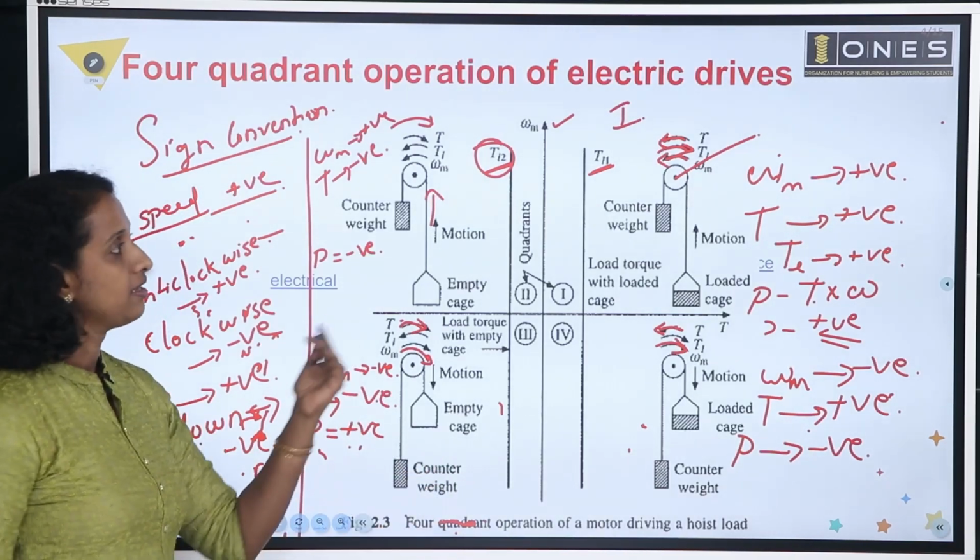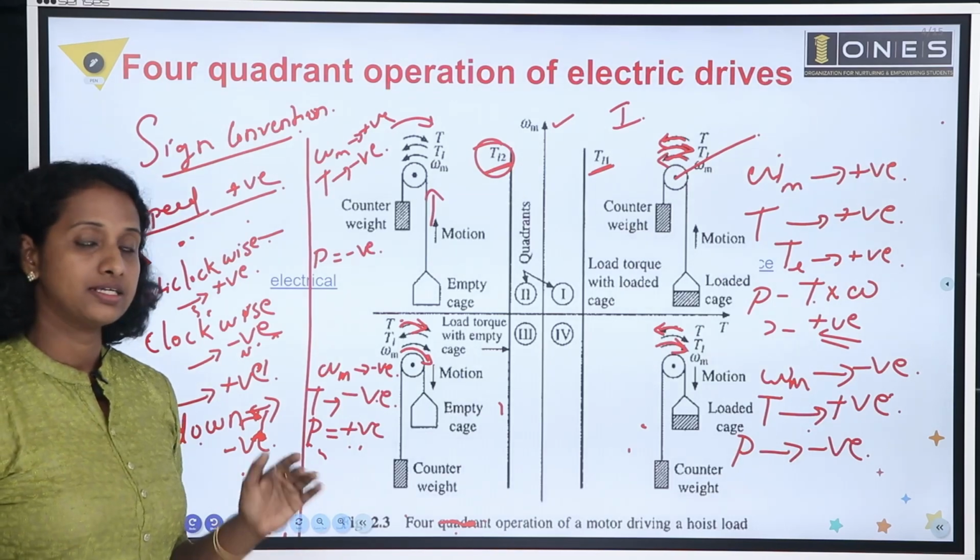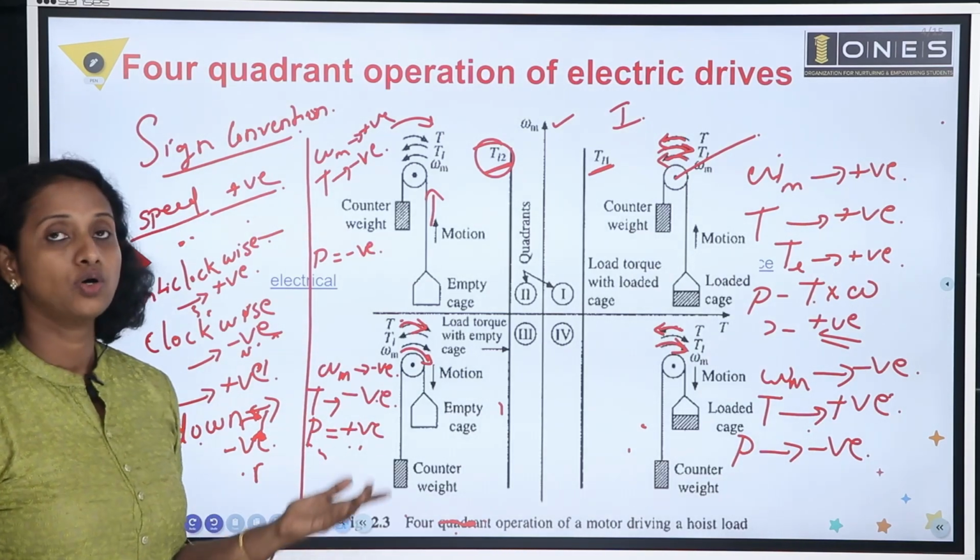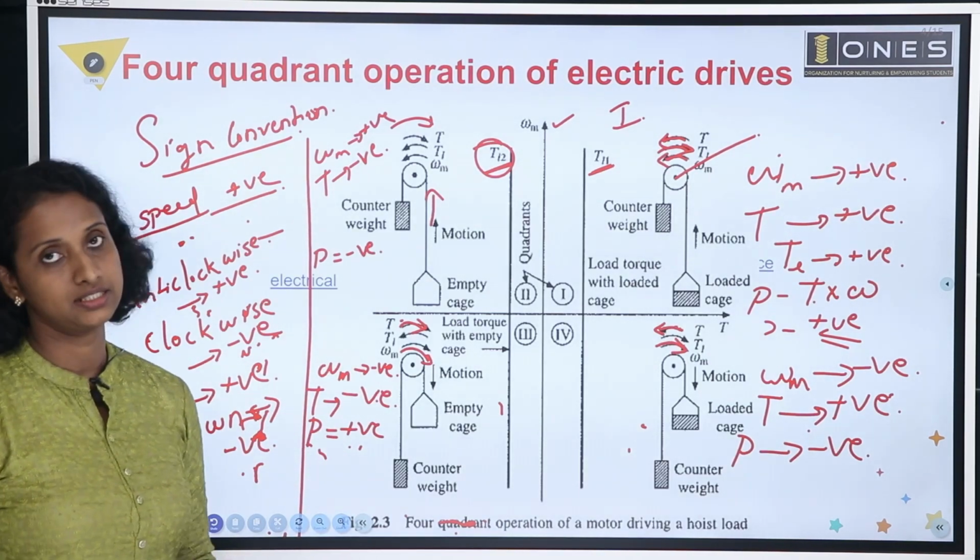Okay. So by seeing this example, you will understand what are the 4 quadrants of operation of an electric drive.